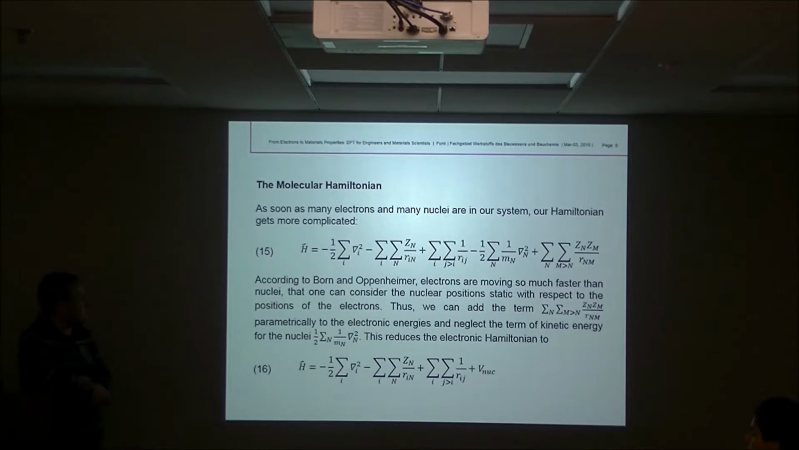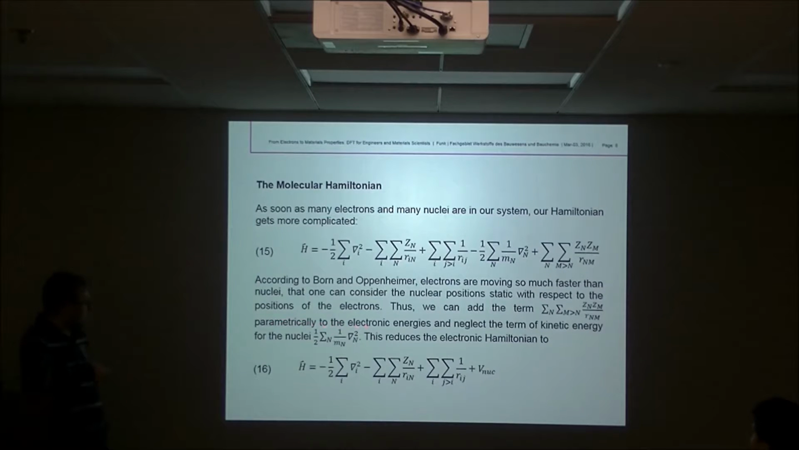Because the nucleus is moving so much slower than the electron, it can follow immediately without any big loss in time. So in this case, our repulsion of the nuclei is just a parameter. It's just an offset for our total energy. We can add it later on. We don't even need to work with it in our computations.